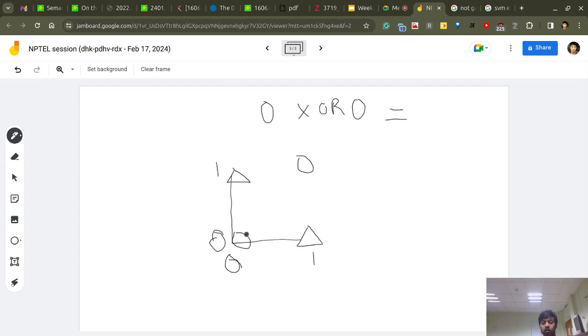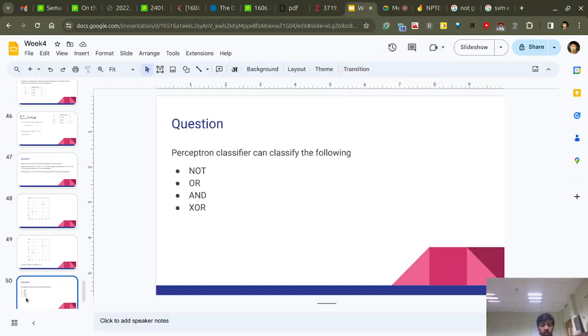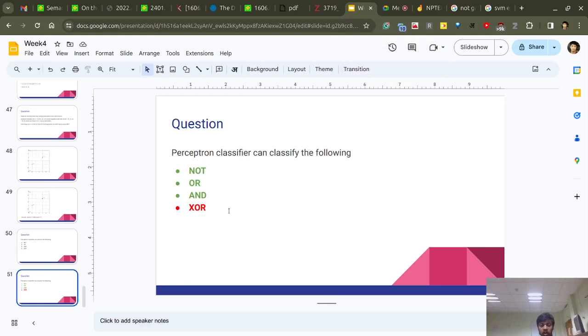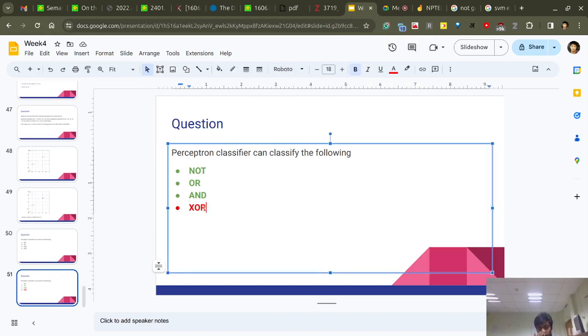So can you draw a line to separate them? No, sir. So that is why it is not linearly classifiable. We cannot draw any line to separate those. So it is not linearly separable. That is the answer to the question. All three are correct, but this one is not. So we cannot classify.